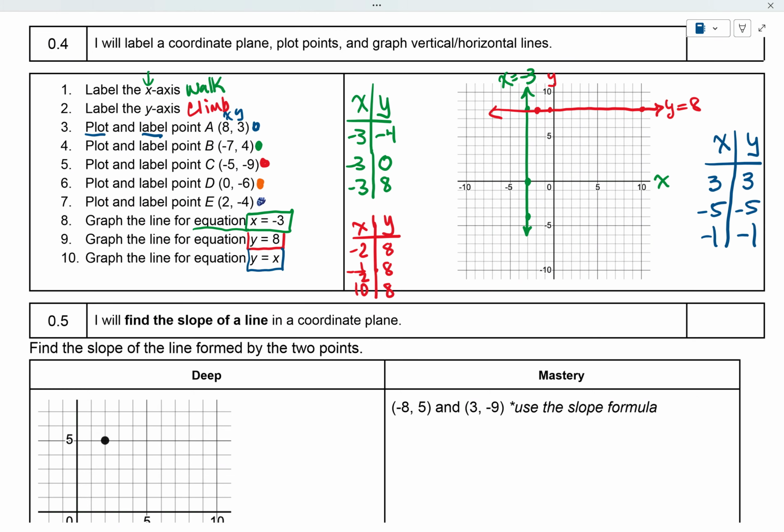Let's plot those 3 points. So we walk 3 and climb 3. Oh, so we're walking and climbing the same distance. If we walk -5 and climb down -5, or if we walk -1 and climb down -1, we are going to get a blue line that looks like that, and it has a slope of 1, in case you cared about slope, which is in the next video. We'll see you there.